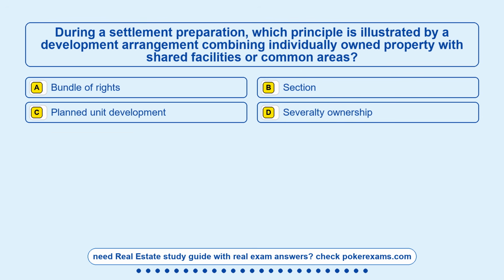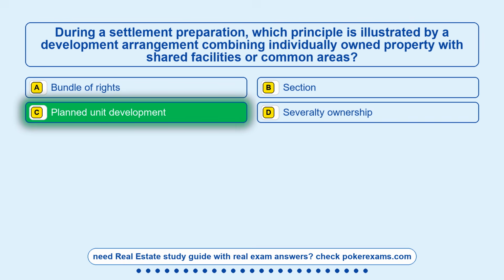Question 14. During a settlement preparation, which principle is illustrated by a development arrangement combining individually owned property with shared facilities or common areas? Option A, bundle of rights. Option B, section. Option C, planned unit development. Option D, severalty ownership. The correct answer is option C, planned unit development.